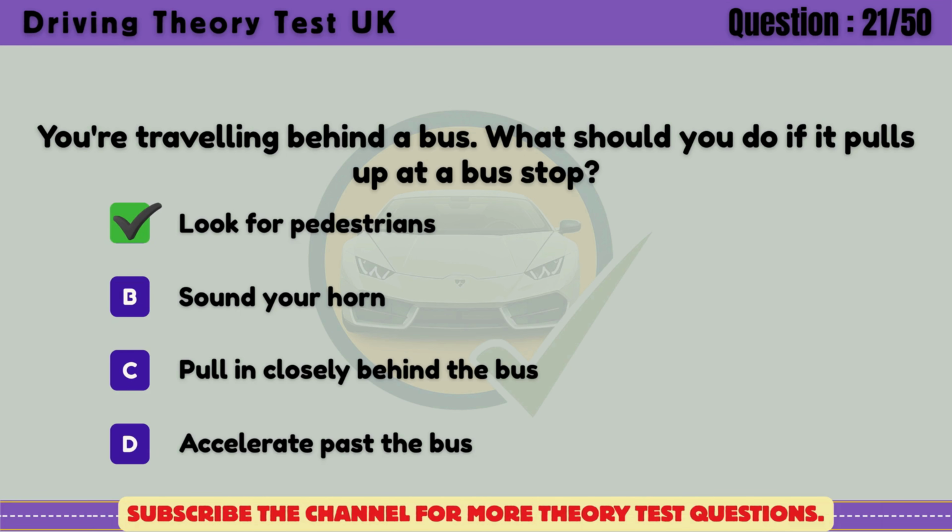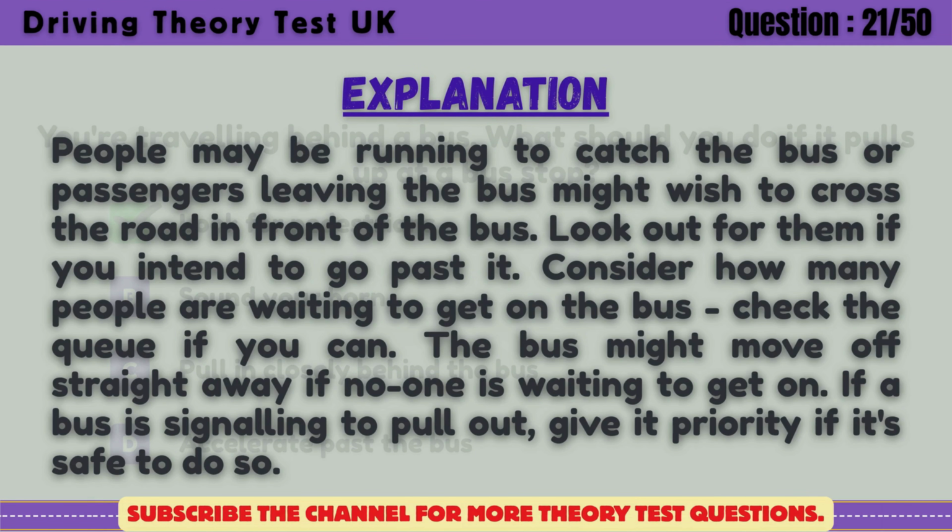Answer is A. Look for pedestrians. People may be running to catch the bus, or passengers leaving the bus might wish to cross the road in front of the bus. Look out for them if you intend to go past it. Consider how many people are waiting to get on the bus. Check the queue if you can. The bus might move off straight away if no one is waiting to get on. If a bus is signaling to pull out, give it priority if it's safe to do so.